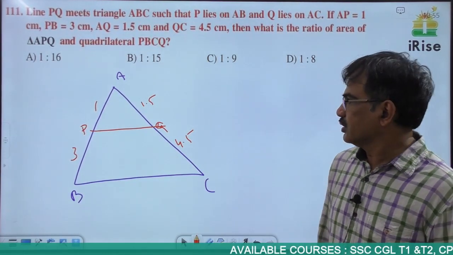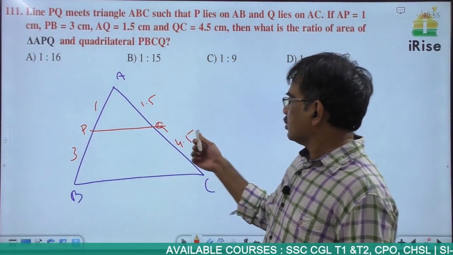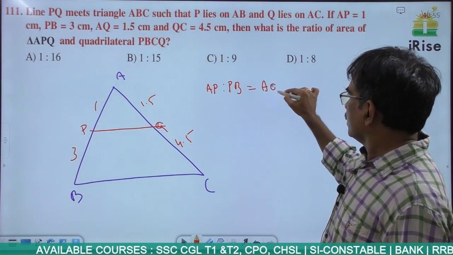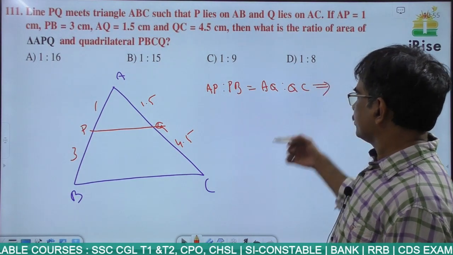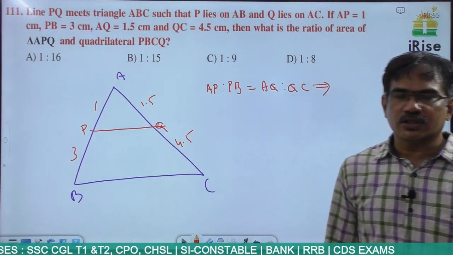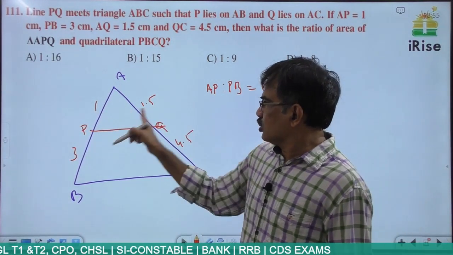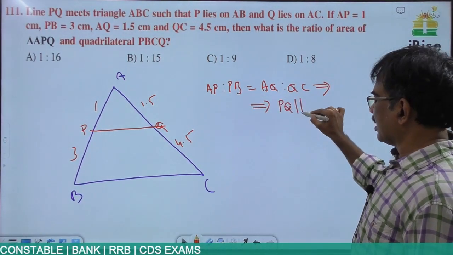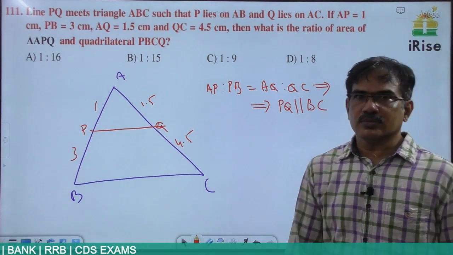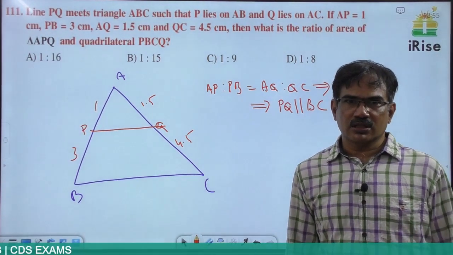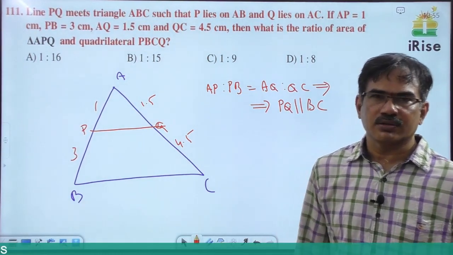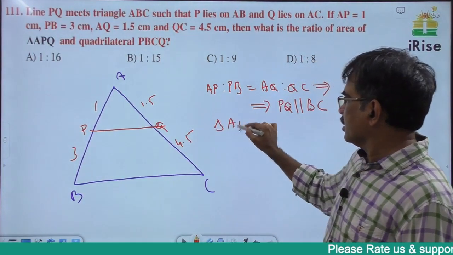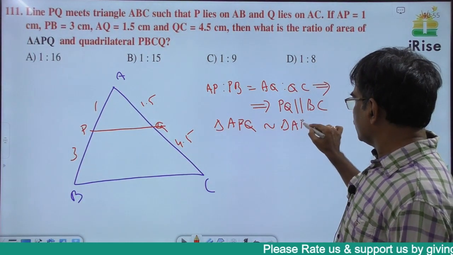See carefully. This is 1:3, this is also 1:3. AP is to PB is the same as AQ is to QC. 1.5 is to 4.5, nothing but 1:3. These ratios are equal. We say that PQ is parallel to BC, by the converse of the basic proportionality theorem. If ratios are equal, the line is parallel. If this line is parallel to this line, small triangle APQ is similar to triangle ABC.